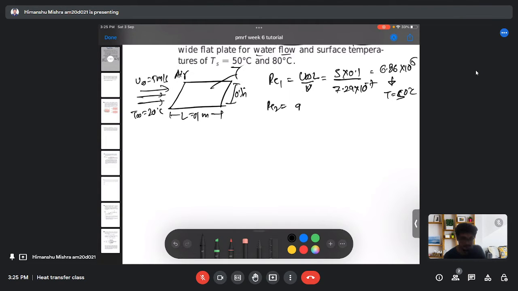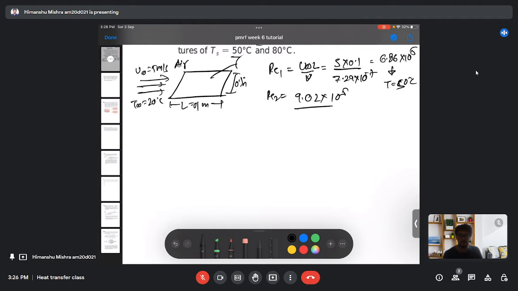For that, I am directly writing the Reynolds number because we know how to find it. We just need to get the kinematic viscosity of water at that temperature, and the Reynolds number in that case would be this, 9 times 10 to the power 5. So we will be using the same correlation for the drag force coefficient as well as for the Nusselt number correlation. I already defined the correlation for both the drag force coefficient and the Nusselt number. So now I am directly putting this value inside the correlation. I just need to put the value of Reynolds number here.